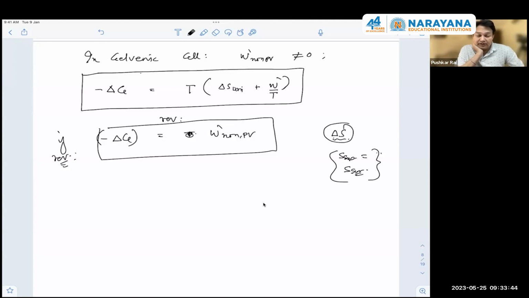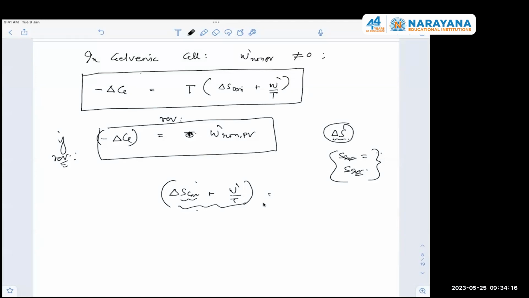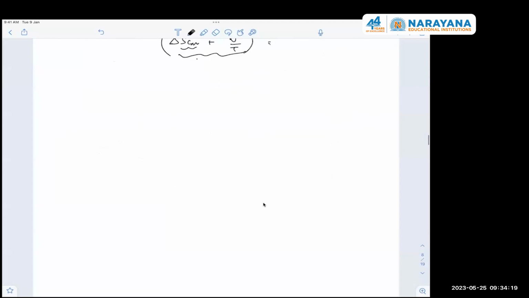So there is no doubt that if we carry out the process reversibly, then delta S universe will be 0, and there is no problem. It makes sense also, because if you start carrying it out irreversibly, then this delta S universe part will start increasing, and this W dash by T part will start decreasing. But the sum remains constant. Is that clear? Okay. So now we can attempt this problem.